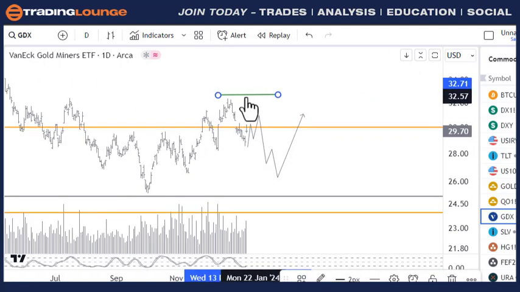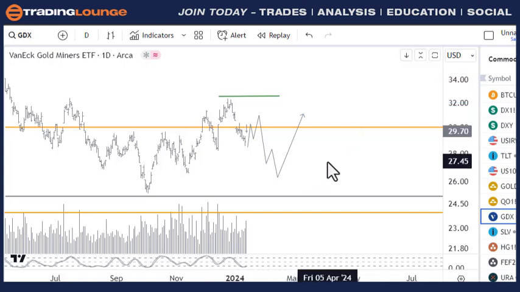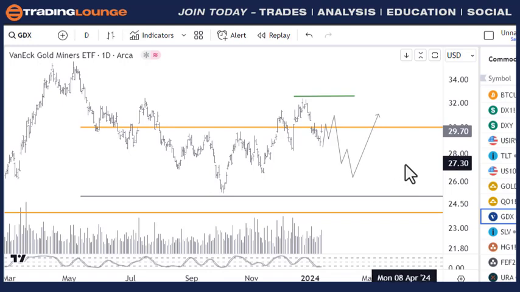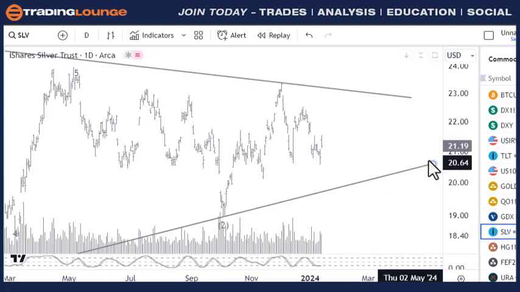But we'll put these also into the, I mean, the GDX would probably have to go into the stock trade, the stocks, and the other gold one can go into, we've got US spot gold in the commodities section, so that will go into that one. And then we come to silver.